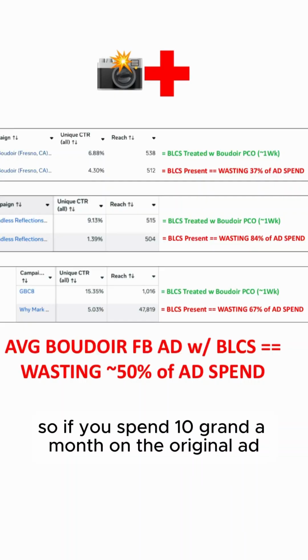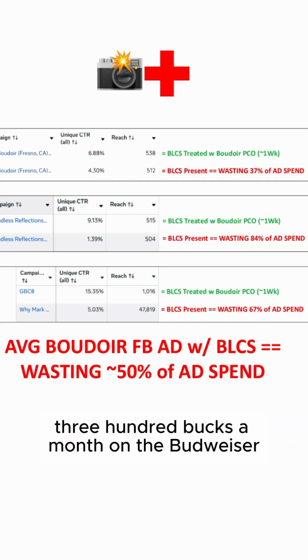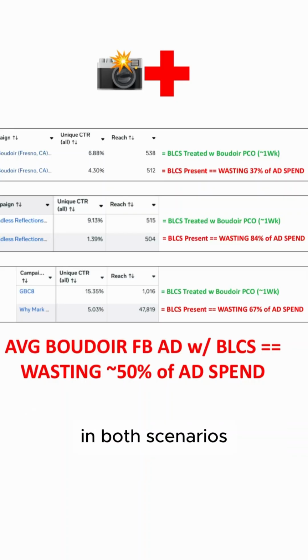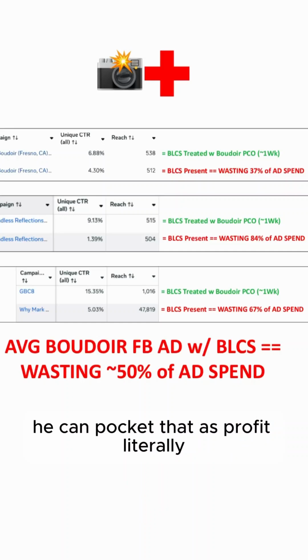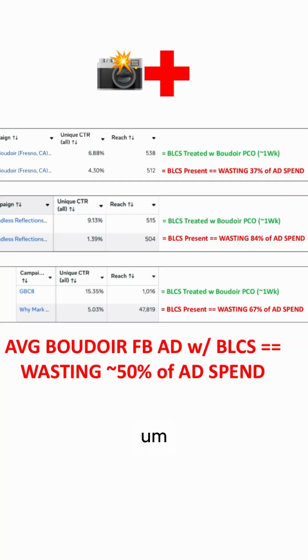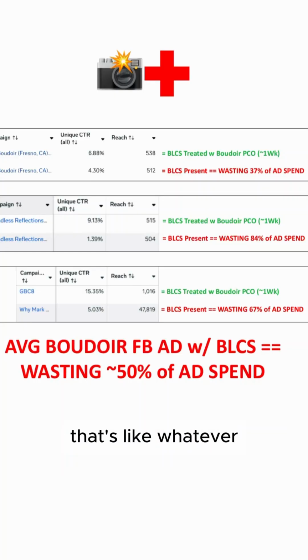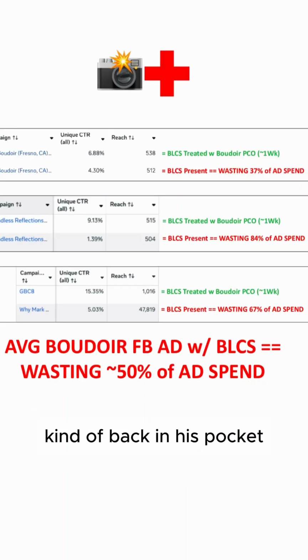So if he's spending 10 grand a month on the original ad, now he only has to spend $3,300 a month on the Boudoir Pico treated ad, and he gets it into the same number of women's brains in both scenarios. So that $6,700 a month being wasted, he can pocket that as profit, literally every single month. So it's like whatever, an 80K bonus over the next 12 months, back in his pocket.